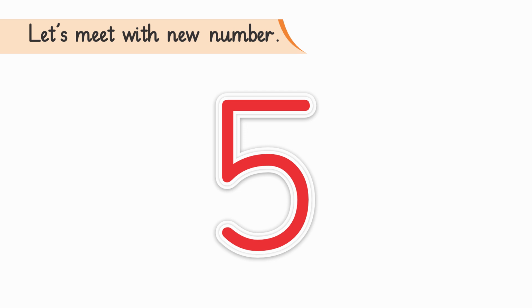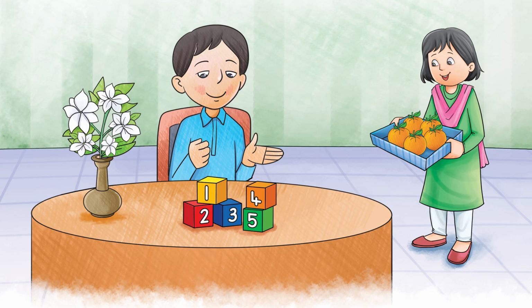Let's meet with the new number. 5 flowers in the vase, 5 oranges in a tray, 5 blocks on a table. Counting so good. Look at the picture. Count the numbers 1, 2, 3, 4, 5.